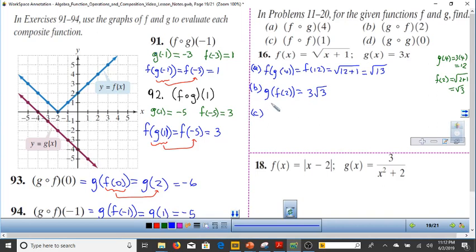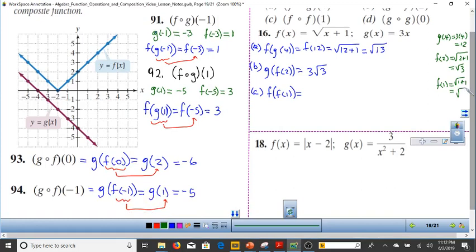Now, we're doing f of f of 1. So let's find f of 1 first. So f of 1 is the square root of 1 plus 1, which is the square root of 2. So basically, f of f of 1 is the square root of 2 plus 1. And we'll leave it like that because it's a little tedious to try to figure that one out.